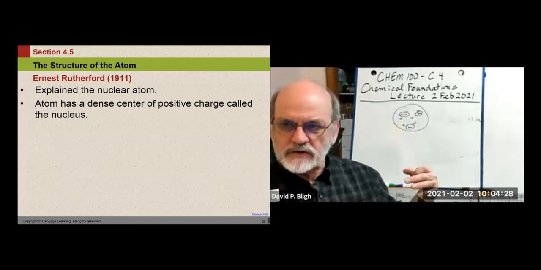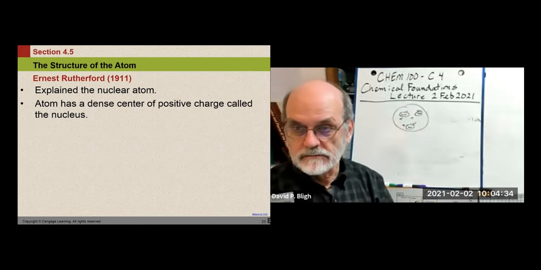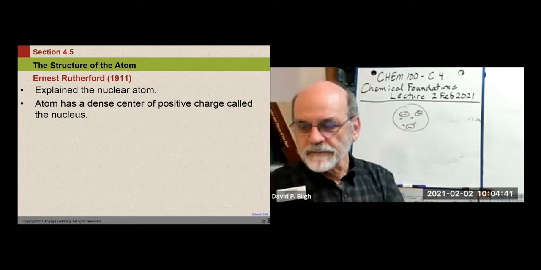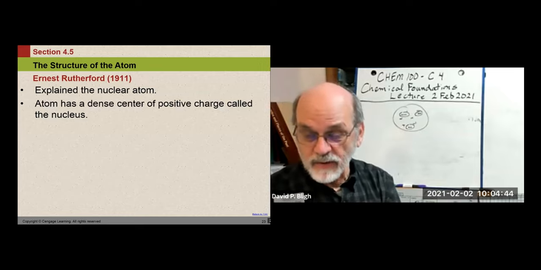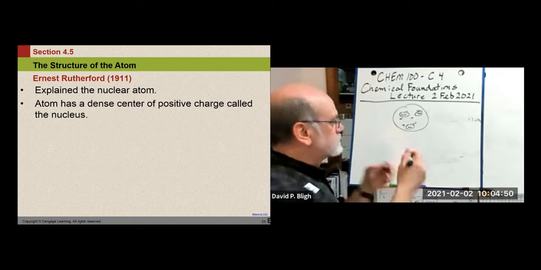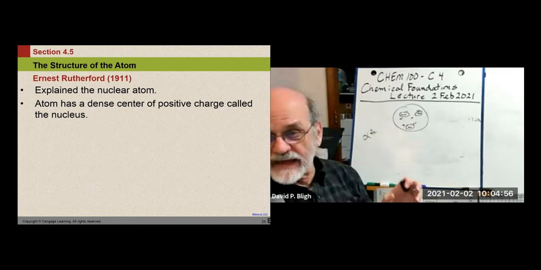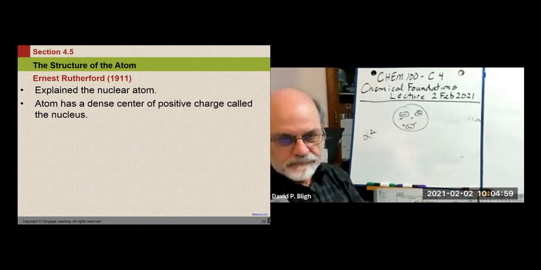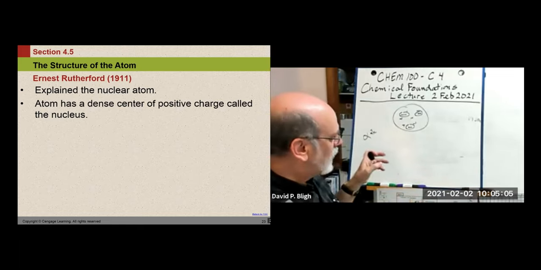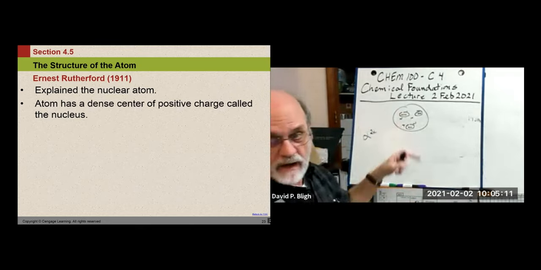then what if I shoot a very heavy particle at those atoms? And by this time, radioactivity had been worked on, and we had sources of radioactive elements that produced a very heavy particle. It had already been identified as the alpha particle. It had a 2+ charge, and it was extremely heavy compared to other particles. We now know that it's a helium nucleus.